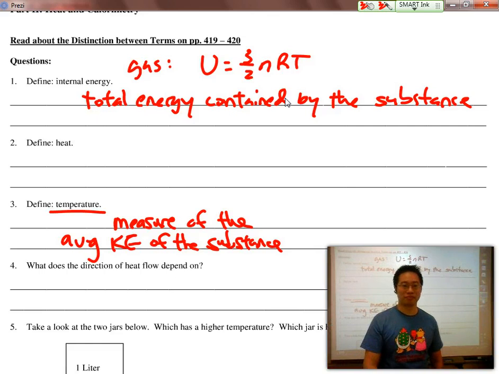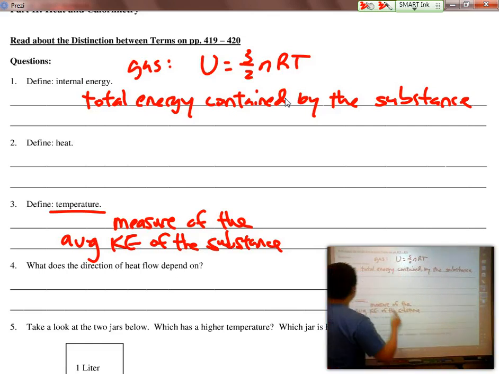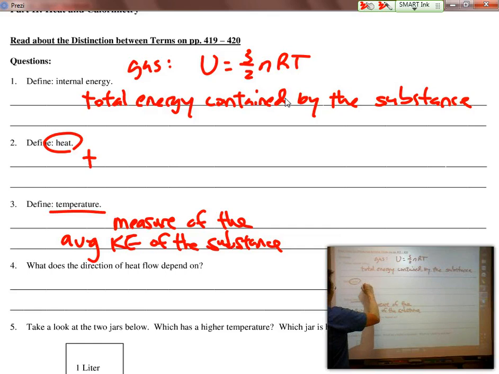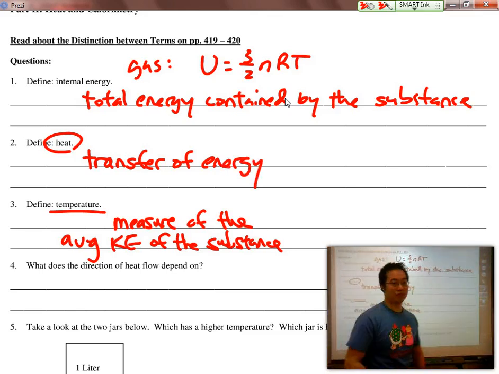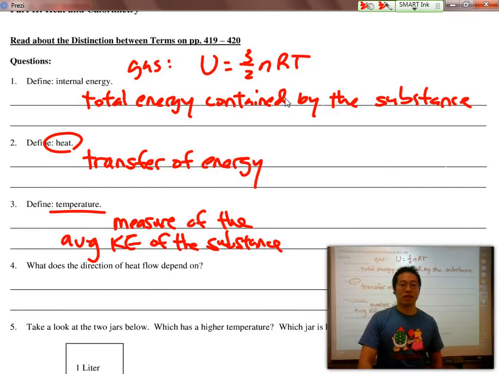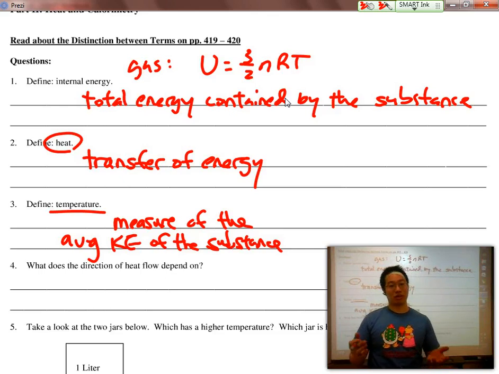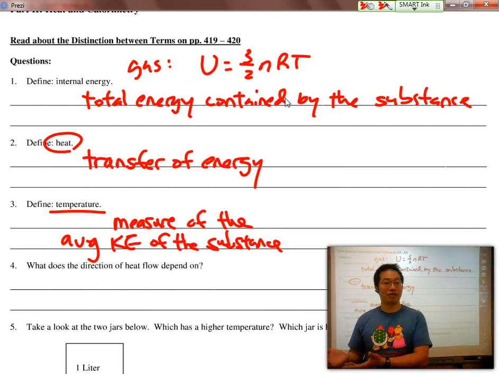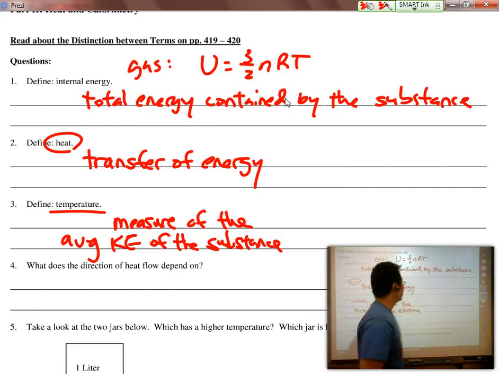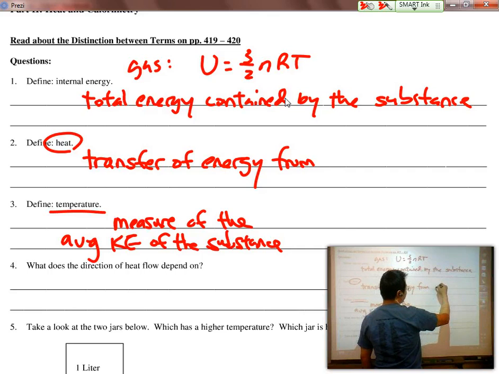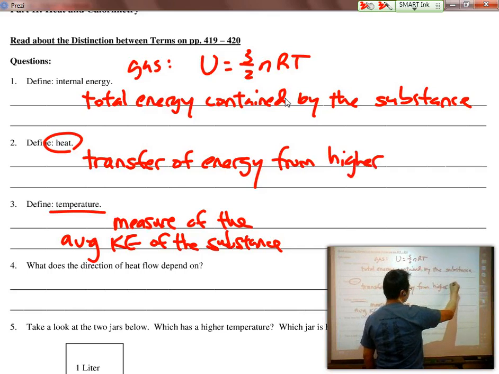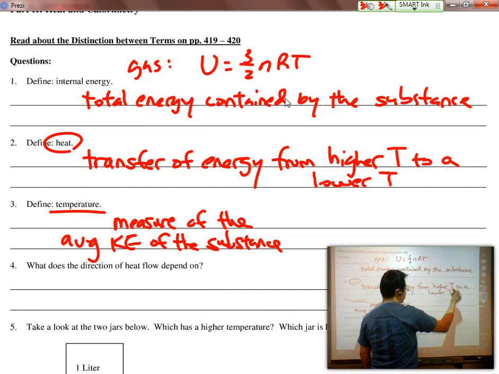But what's heat? Heat is literally defined as the transfer of energy itself. Okay? Heat is when energy goes from hot to cold. It's always going to be from a higher temperature to a lower temperature.